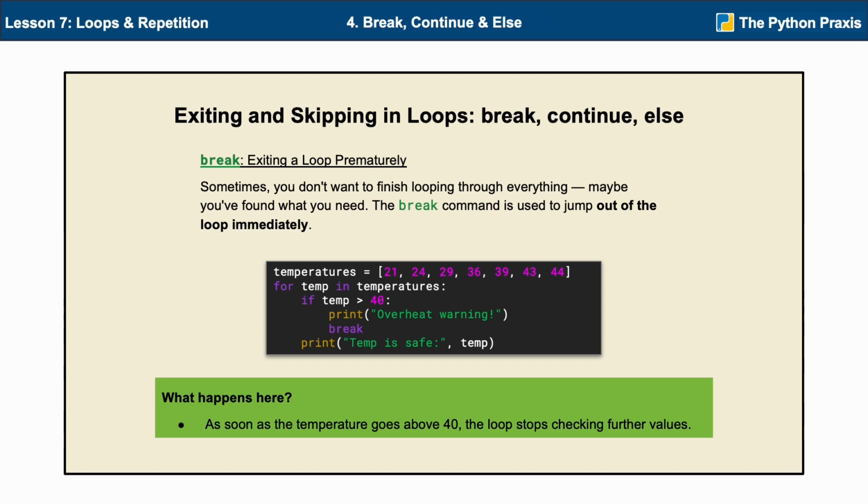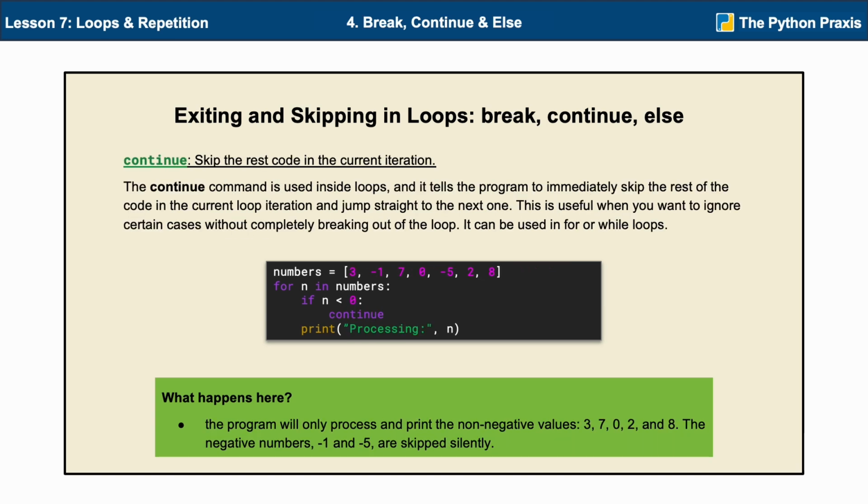In the example below, we have a list with temperatures. Using a for loop, we go through all the temperatures in the list, and using an if conditional, we check if a temperature in the list is above 40. If yes, we print the message overheat warning, and using the break statement, we exit the loop permanently. If not, we print the message, temp is safe. What happens here? As soon as a temperature goes above 40 degrees, Python prints a warning and jumps out of the loop completely. Now imagine you don't want to exit the loop, but you want to skip some values.